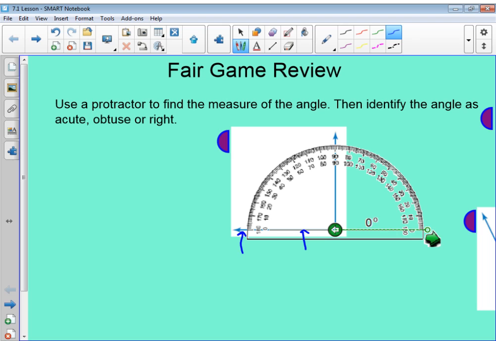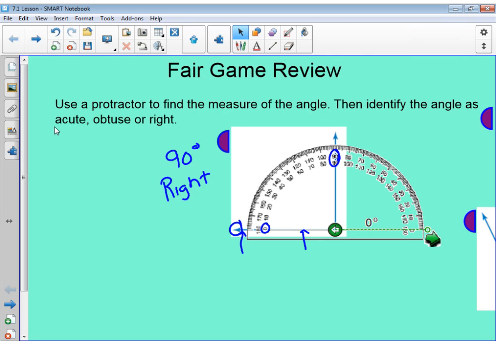That's the most common made mistake. We're pointing to the 0, so here's our 0. We're going to use inside numbers. And the nice thing is both of those numbers, whether inside or outside, are 90 degrees. So we have a 90 degree angle that is considered a right angle. All right, let's go ahead and try one more.